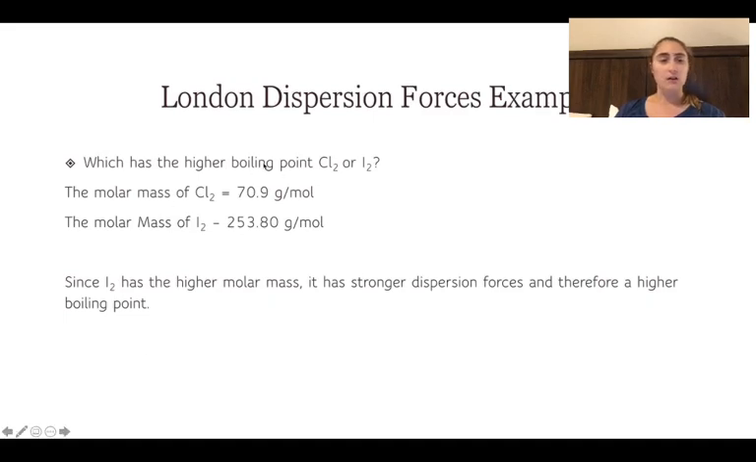So I'm asking the question, which has a higher boiling point, Cl2 or I2? So based on what we just said on the previous slide, whichever one of these has the higher atomic mass should have the higher boiling point, and therefore should also have the stronger London dispersion force. So in this case, the relative molar mass of Cl2 is 70.9 grams per mole, and the relative molar mass of I2 is 253.8. This is a much larger molar mass, so because I2 has the higher molar mass, it has the stronger dispersion forces and therefore also has a higher boiling point.